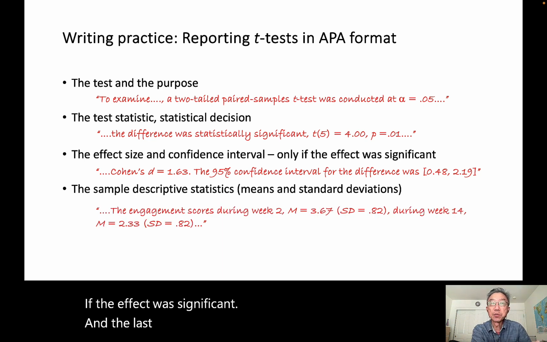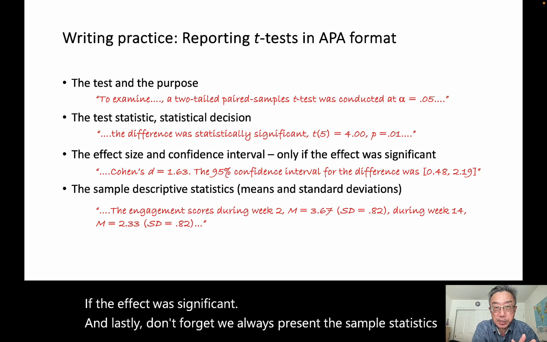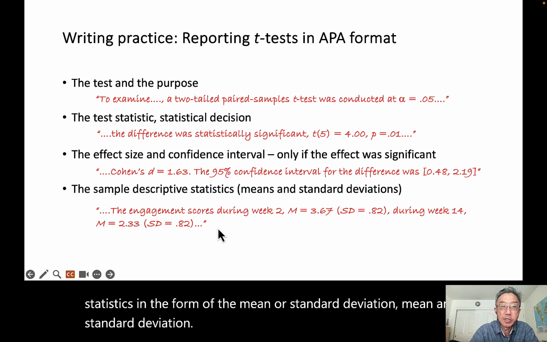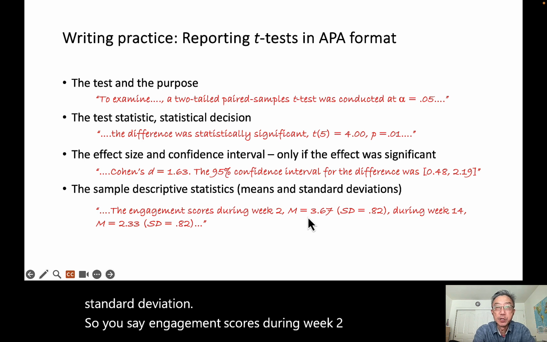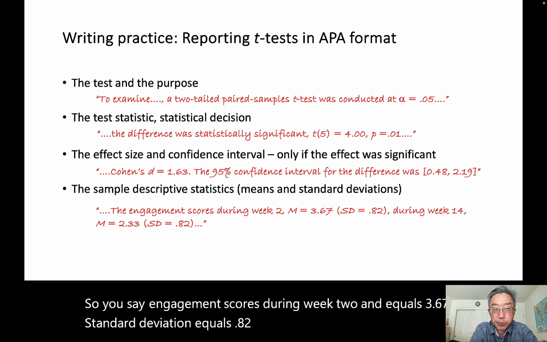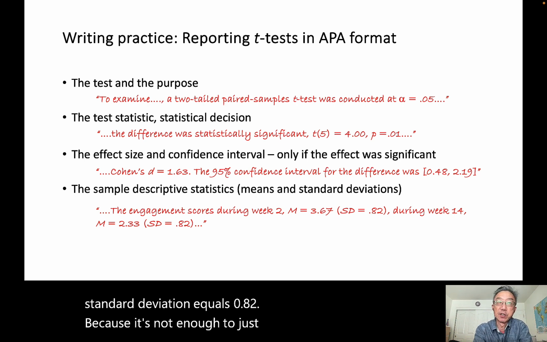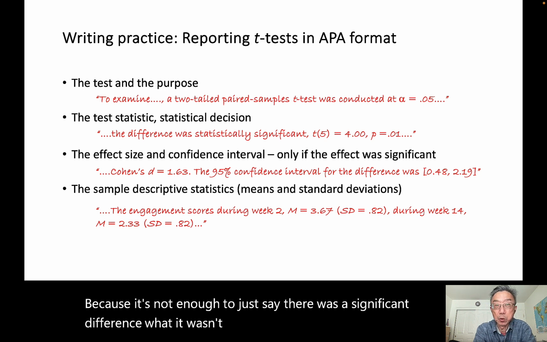And lastly, don't forget, we always present the sample statistics in the form of the mean and standard deviation. So the engagement scores during week 2, M equals 3.67, standard deviation equals 0.82. During week 14, M equals 2.33, and standard deviation equals 0.82. Because it's not enough to just say there was a significant difference. What were the means? What were the standard deviations?